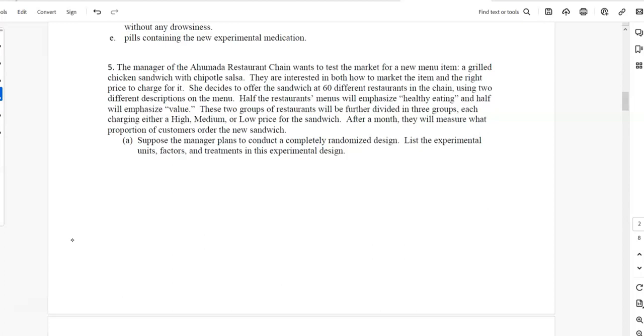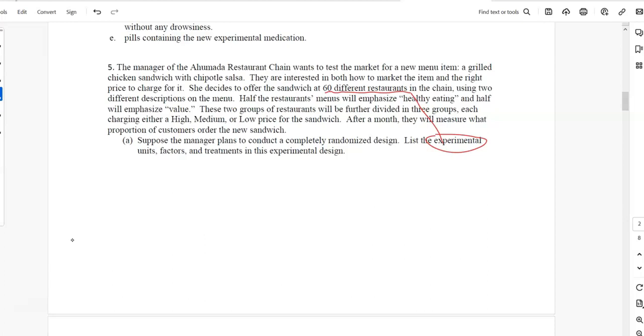Suppose the manager conducts a completely randomized design, okay? Lists the experimental units, the factors, and the treatments. So I like the order of that. Let's start with the experimental units. We just talked about those are the people or the things we're working on. In this case, it's not really people. It looks like the experimental units would be the 60 different restaurants in the chain.